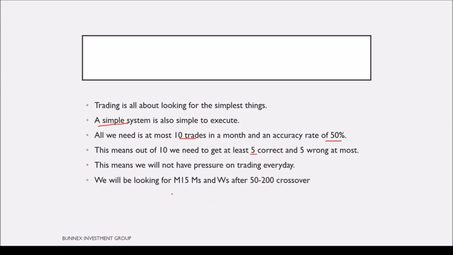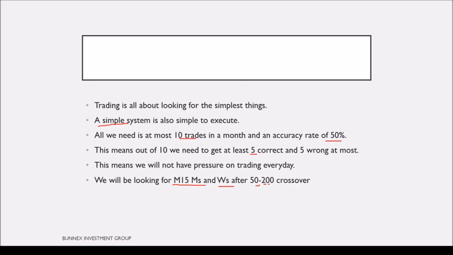We'll be looking for M15 Ms and Ws after a 50-200 crossover. So the first thing that we need to see on the charts on the M15 time frame is a 50-200 crossover. Then after that, we need to see an M or W in line with that crossover. If the crossover is pointing us up, we are looking for a W. If the crossover is going down, we are looking for an M.